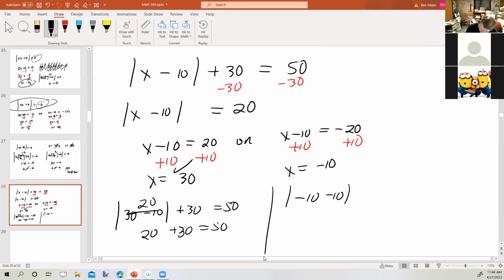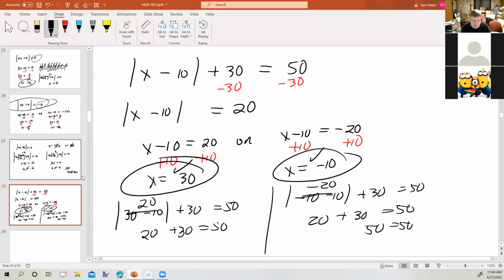X is -10. -10 minus 10, absolute value, plus 30 equals 50. -10 minus 10 is -20. The absolute value of -20 is 20. 20 plus 30 equals 50. So it checks. Okay, so in this case, both solutions check. All right with that?